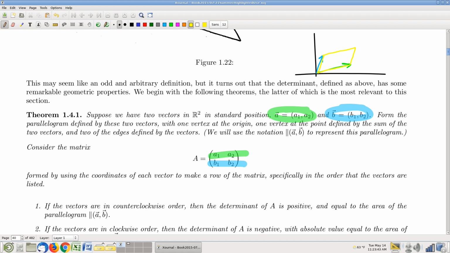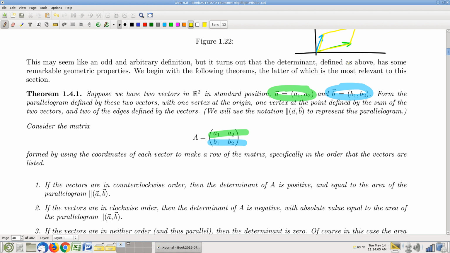All right, so out of these two vectors, I have two vectors in R2. I can make a matrix. I can make an algebraic object, namely a matrix. I can make a geometric object, namely a parallelogram. And the shocking thing is that this geometric object and this algebraic object are closely connected to each other by way of determinant. Very strange, but here's the connection.